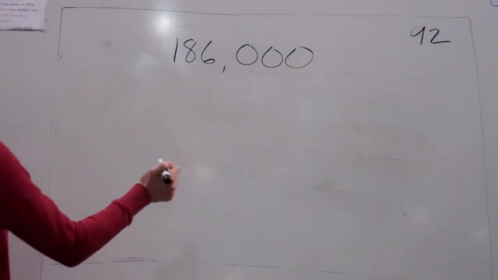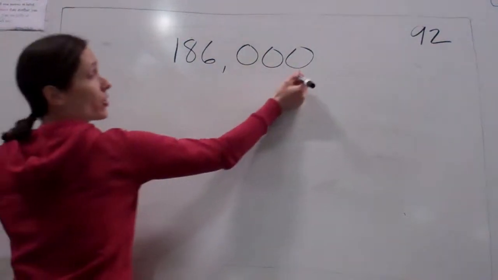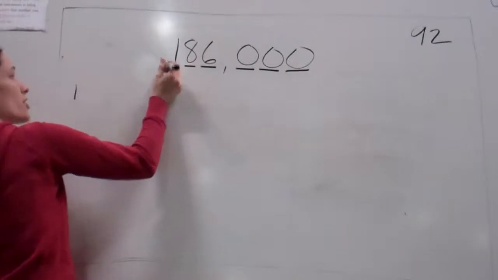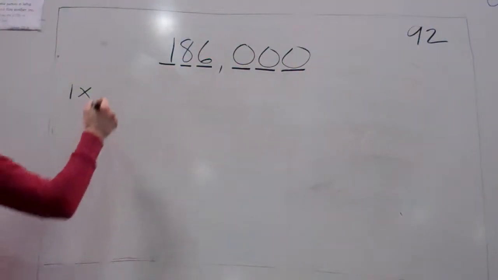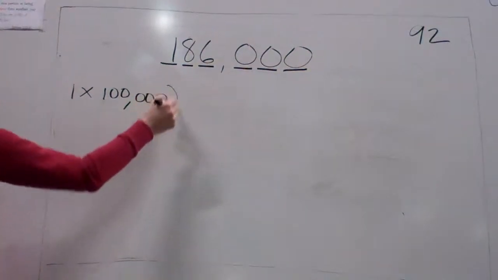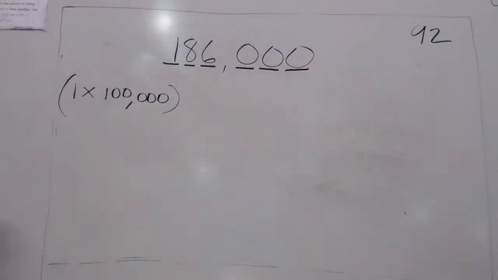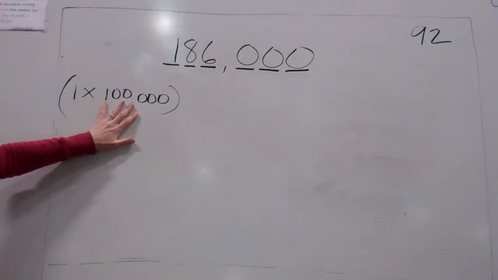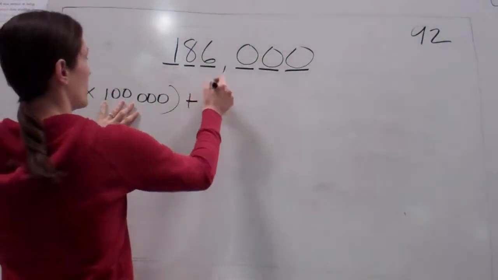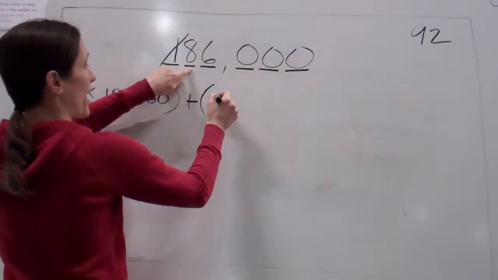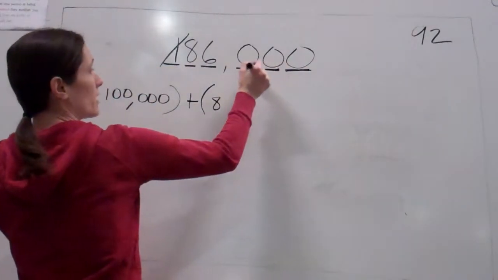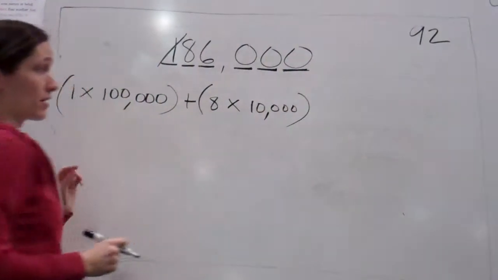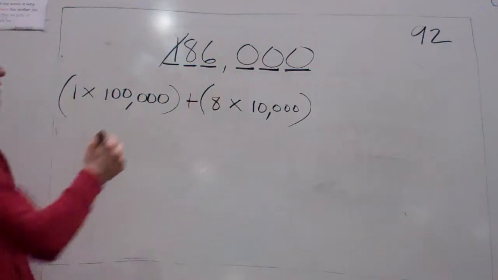Help me write it in expanded notation. I take my 1 and I tell you what place it's in. Ones, tens, hundreds, thousands, 10,000s, 100,000s. So guess what I multiply it by? 100,000. Everybody understands that concept. The 1 is in the 100,000 place. So I'm basically saying 1 times 100,000. Plus, take my number 8, and it is in the 10,000 place. So I'm going to put 10,000, right? Help me out with the next one. Somebody.